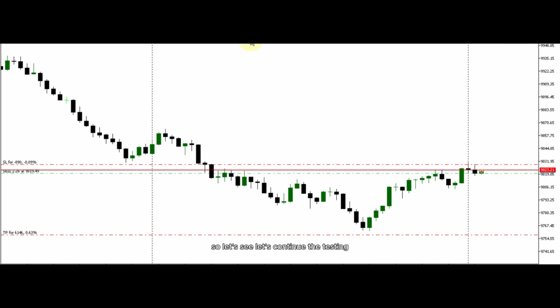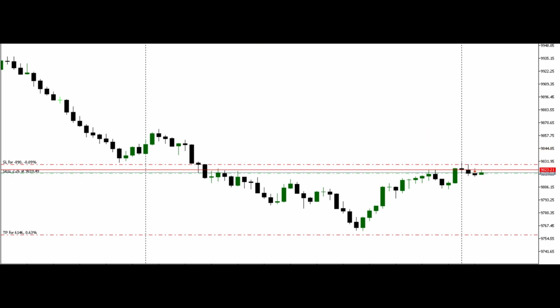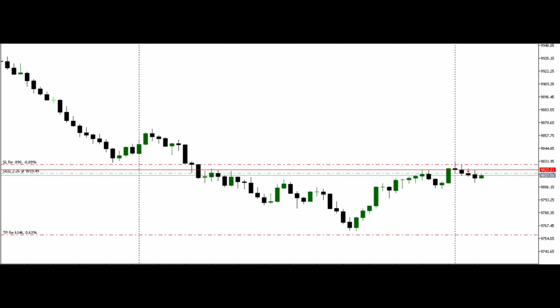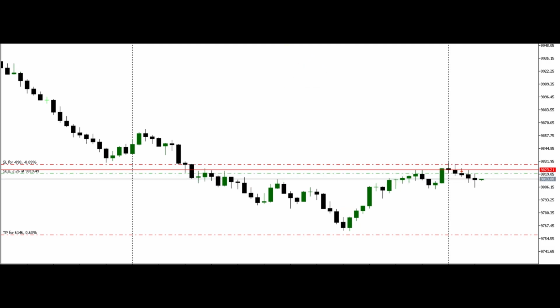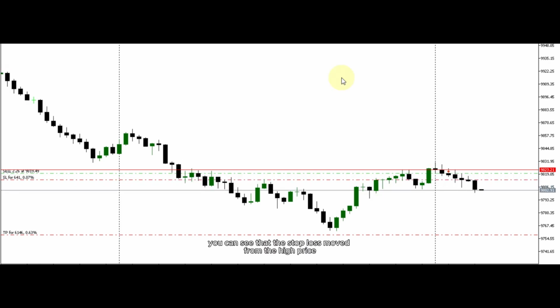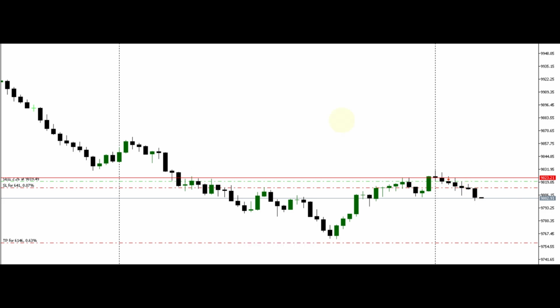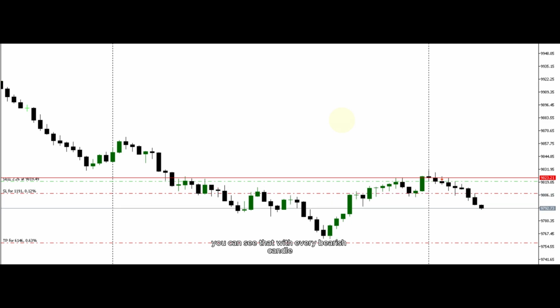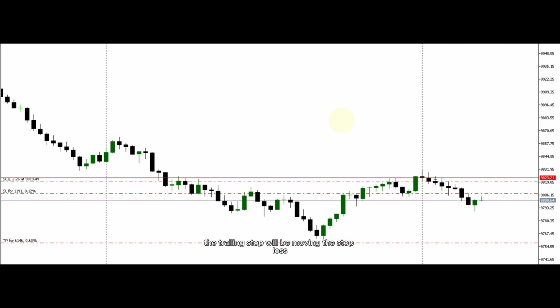So let's continue the testing. Immediately the market got to 1:1, you can see that the stop loss moved from the high price down to the high price of the last bearish candle. So if we continue with the testing, you can see that with every bearish candle, the trailing stop will be moving the stop loss.